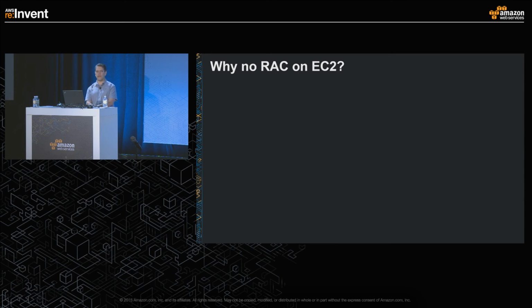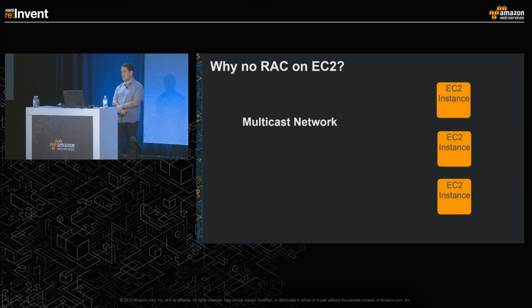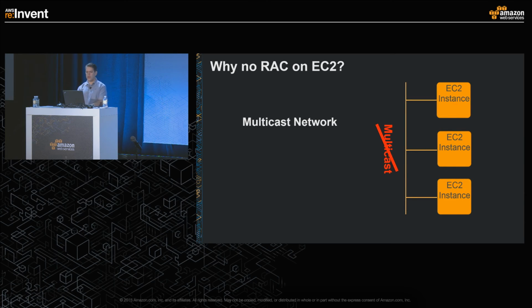OK, there's another reason that people have long said that you can't do RAC on EC2, and that is the lack of multicast network support. Within VPC, RAC requires multicast. It doesn't require it all the time, by the way. RAC only uses multicast when it's doing cluster configuration and reconfiguration. So like if a node drops and the cluster has to reconfigure, or when you're creating the whole thing to begin with, it has to be able to do multicast communication.